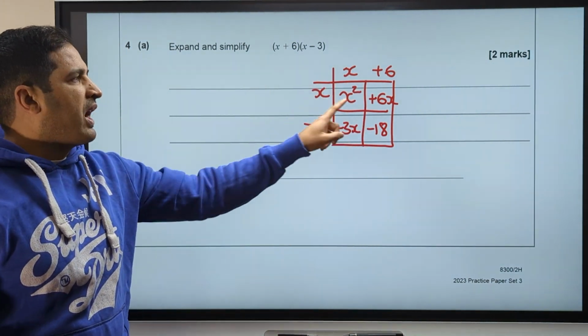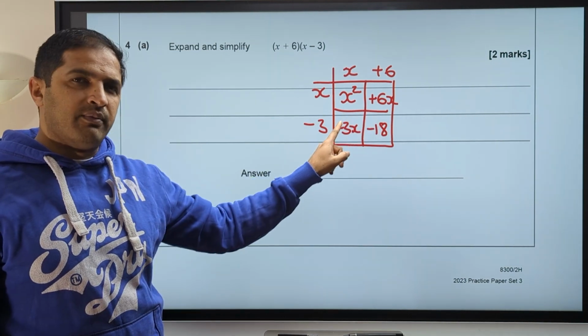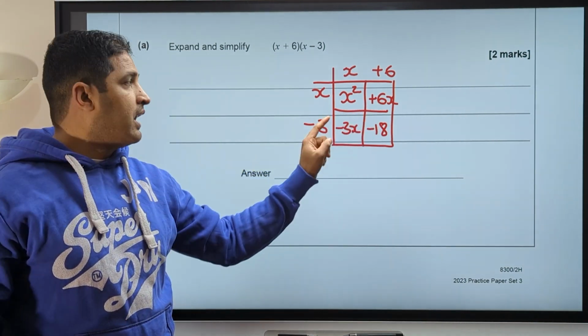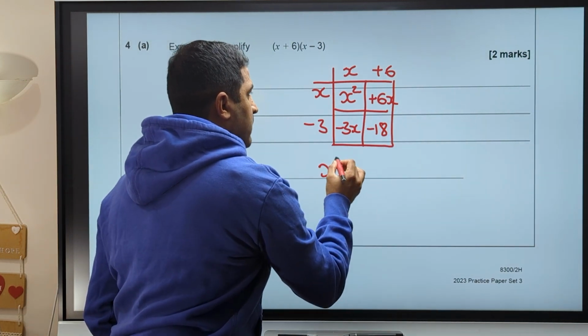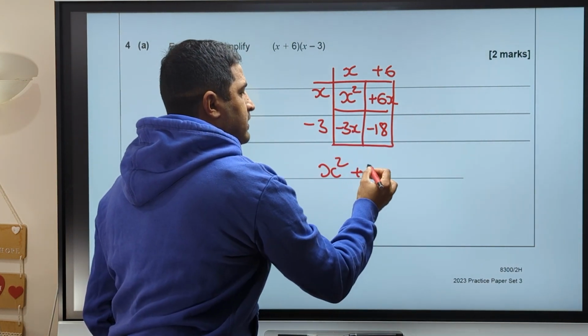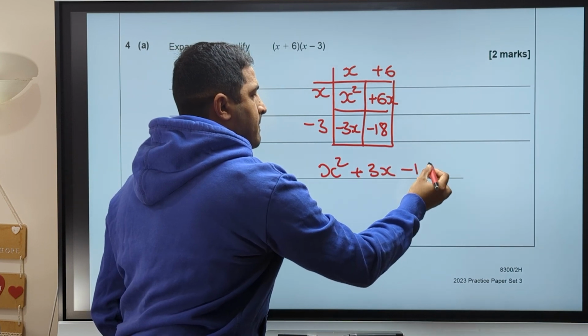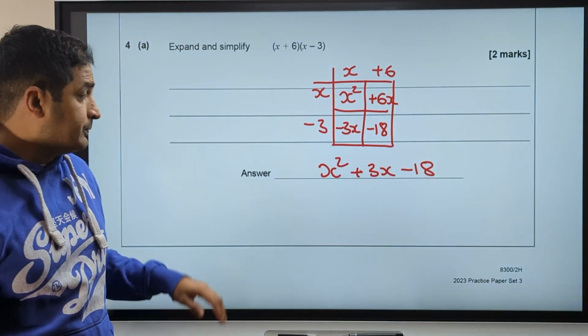Now we need to simplify, meaning collecting the common terms, the x terms here. 6x and negative 3x will give you 3x. So your answer would be x squared plus 3x minus 18.